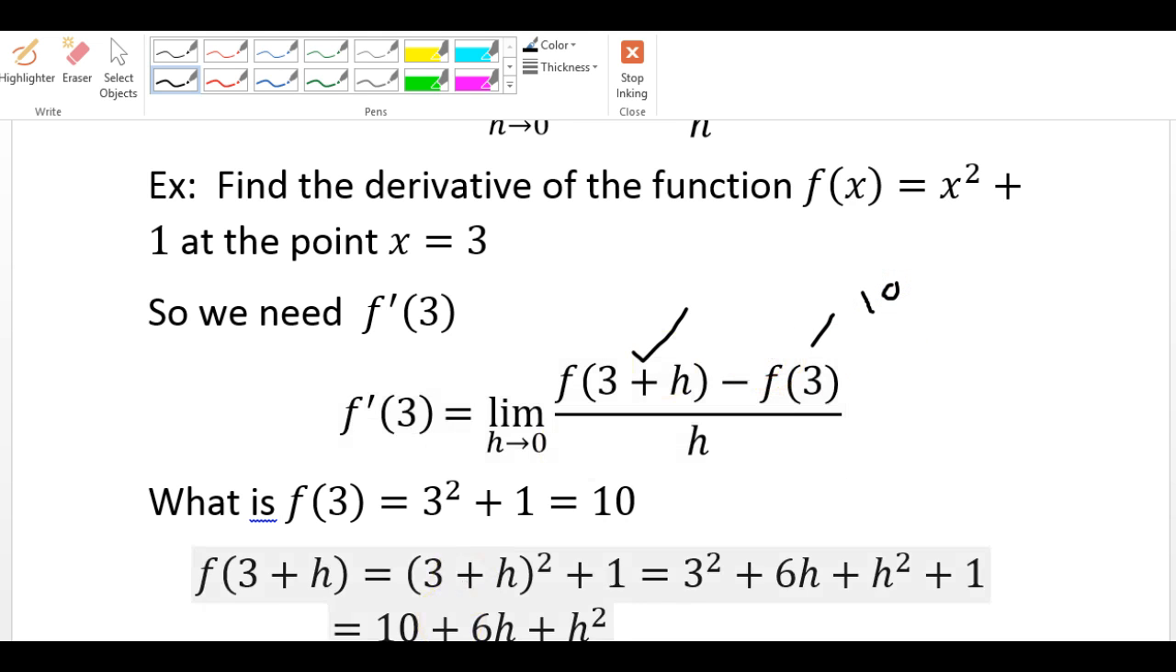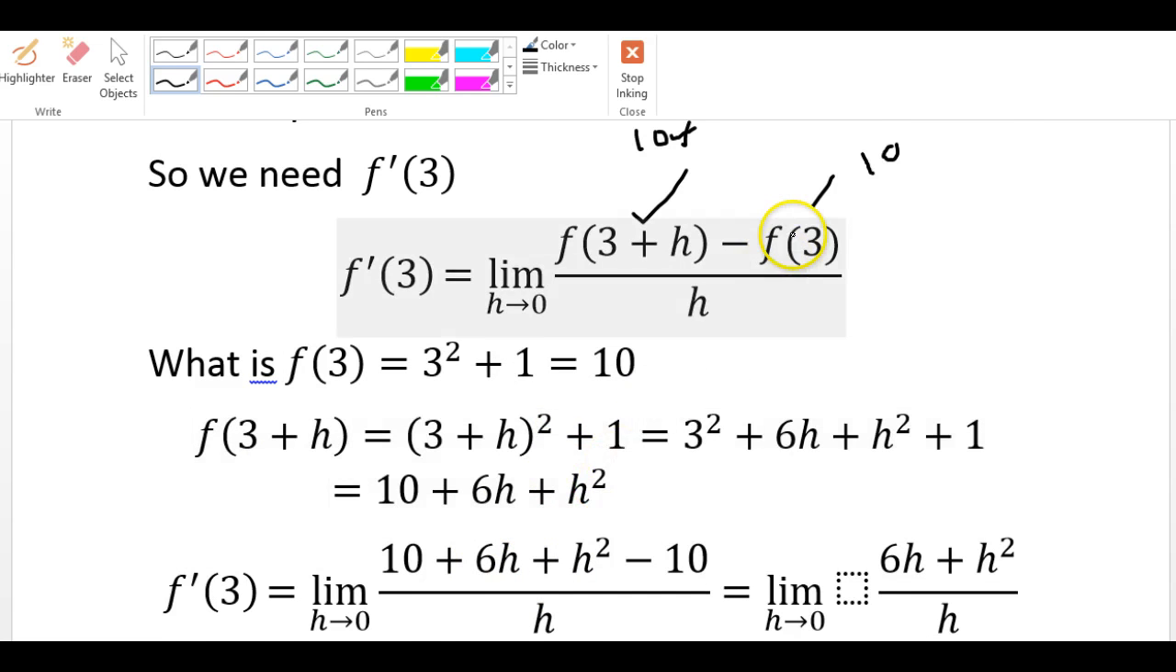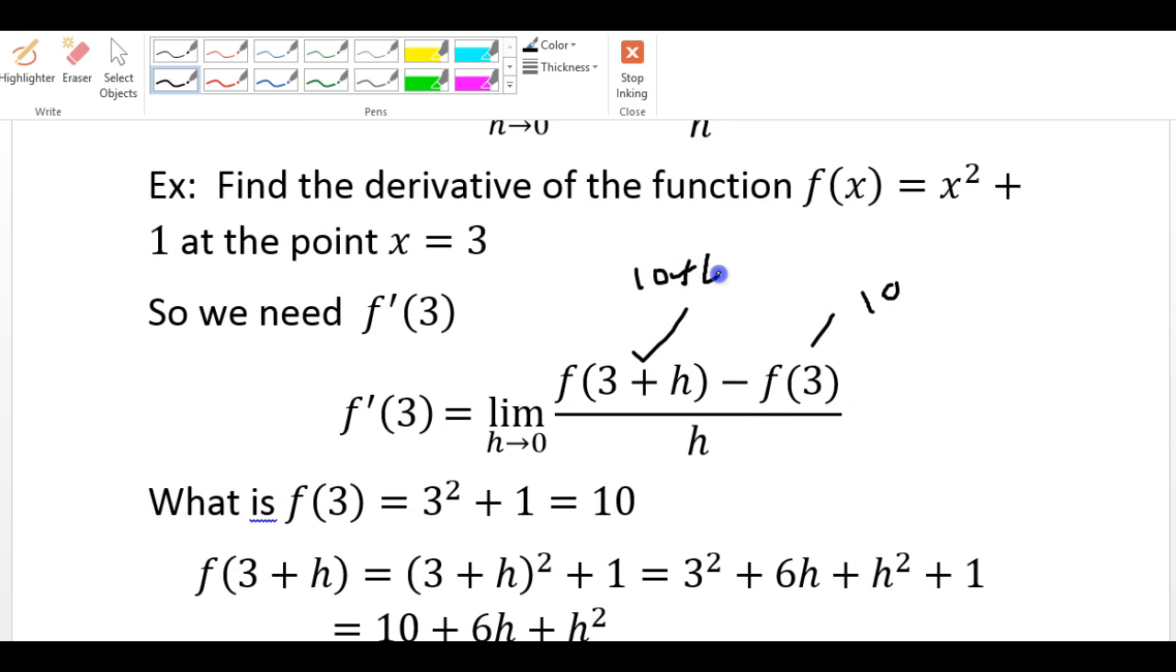And what was f of 3 plus h again? It was 10 plus 6h plus h squared, right? So we have 10 plus 6h plus h squared minus 10, divided by h.